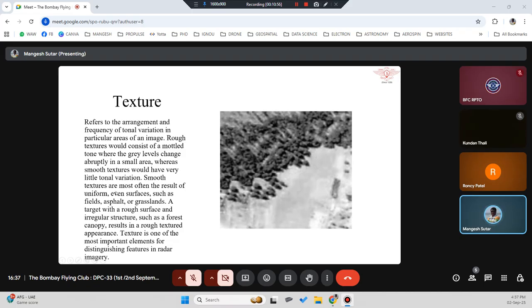Smooth textures are most often the result of a uniform, even surface such as a field of asphalt or grassland. A target with a rough surface and irregular structure, such as forest canopy, results in a rough-textured appearance. So you can see here, this is a forest area, right? There are a lot of trees over here. Texture is one of the most important elements for distinguishing features in radar images. Normally these types of images are captured using satellites or radar imagery.